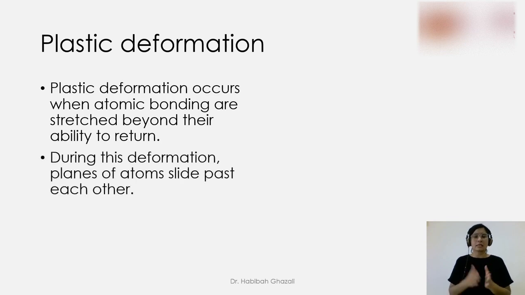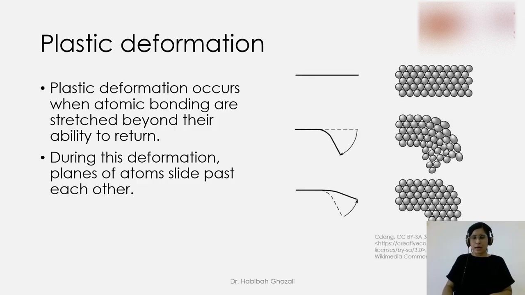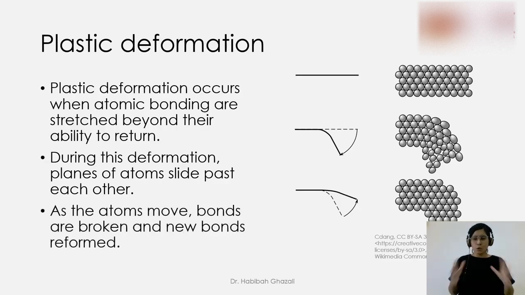So during this deformation, planes of atoms slide past each other. As you can see in this diagram, what I did just then was exactly this thing. I stretched them too much, and these atoms in this region here now cannot go back. The bond between the atoms in that region has now been disrupted. So the atoms move and bonds are broken, but because of the metallic bonding, new bonding will be reformed.